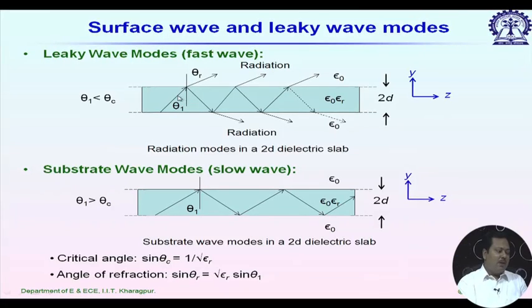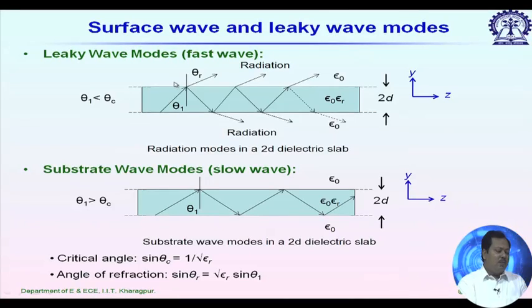Now, if this angle of incidence is smaller than the critical angle, then a part of this incident wave will be transmitted to air, and another part is reflected back inside the dielectric, and this will continue throughout the substrate. So, as a whole, the refracted or transmitted component comes out as radiation from the structure, and we call it the leaky wave mode.